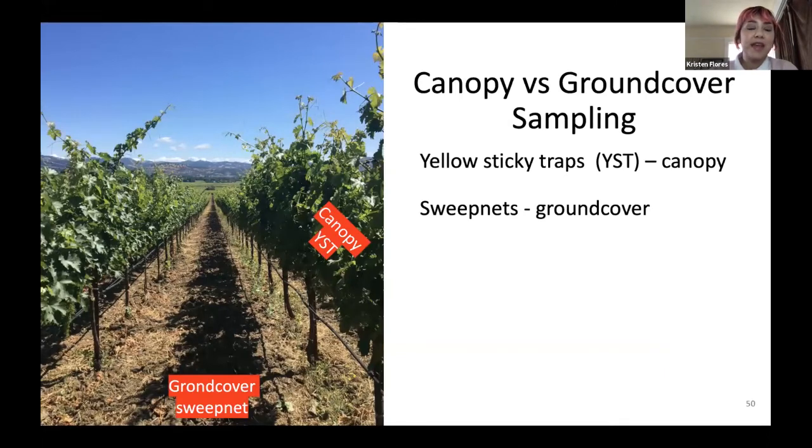To sample the canopy, we placed yellow sticky traps on the top trellis of each sample row. To sample the ground cover, we sweep netted the ground cover in the sample row. Sweep netting means sweeping a large net back and forth on the ground a certain number of times. Yellow sticky traps were collected every two weeks, which means they show insects caught during that two-week period. On the other hand, sweep nets were conducted once every two weeks, which means they show insects collected at a single point in time.